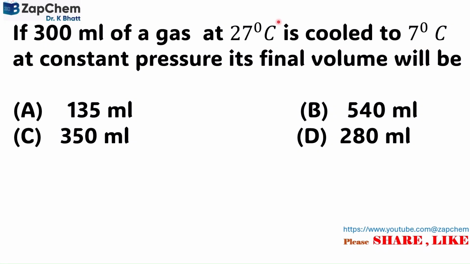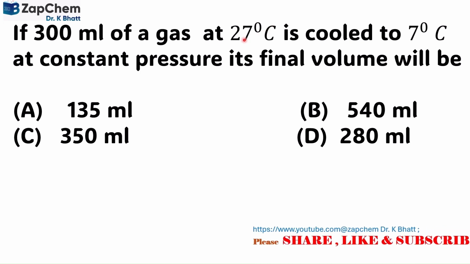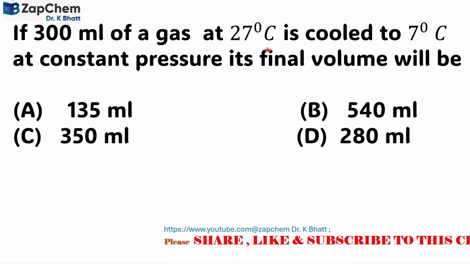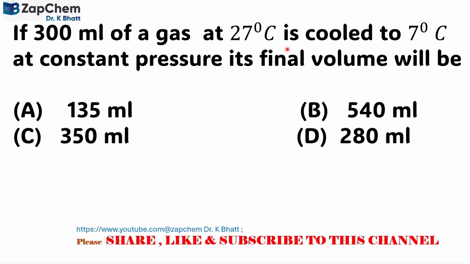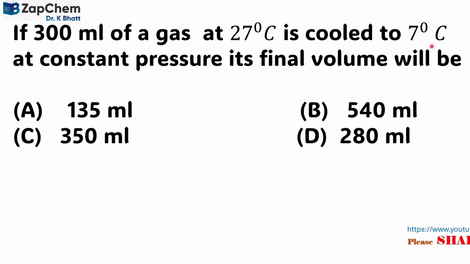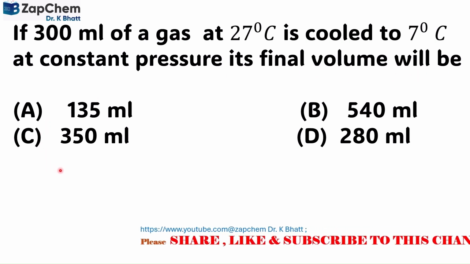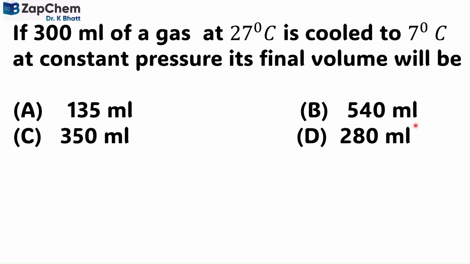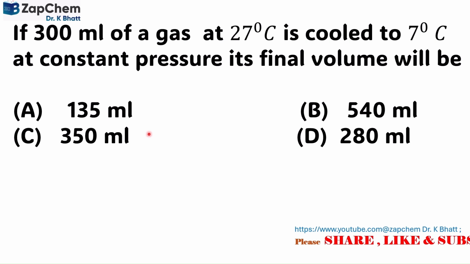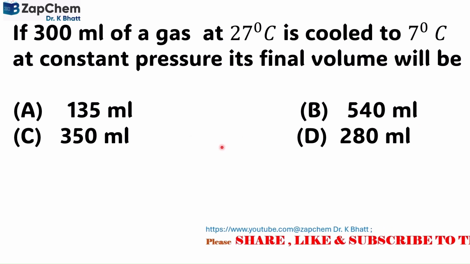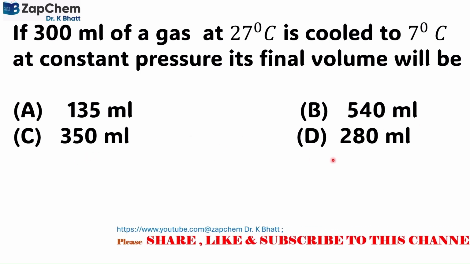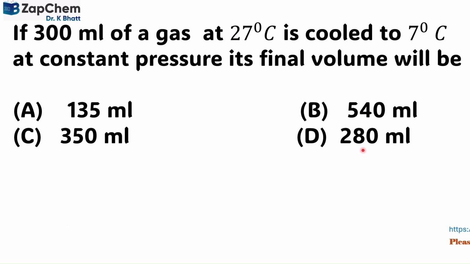More questions on gas laws. The first question is, if 300 milliliter of a gas at 27 degrees Celsius is cooled to 7 degrees Celsius at constant pressure, its final volume will be. Four options are given and we have to find out the correct answer. Volume as given is 135 milliliter, 540 milliliter, 350 milliliter, and 280 milliliter.